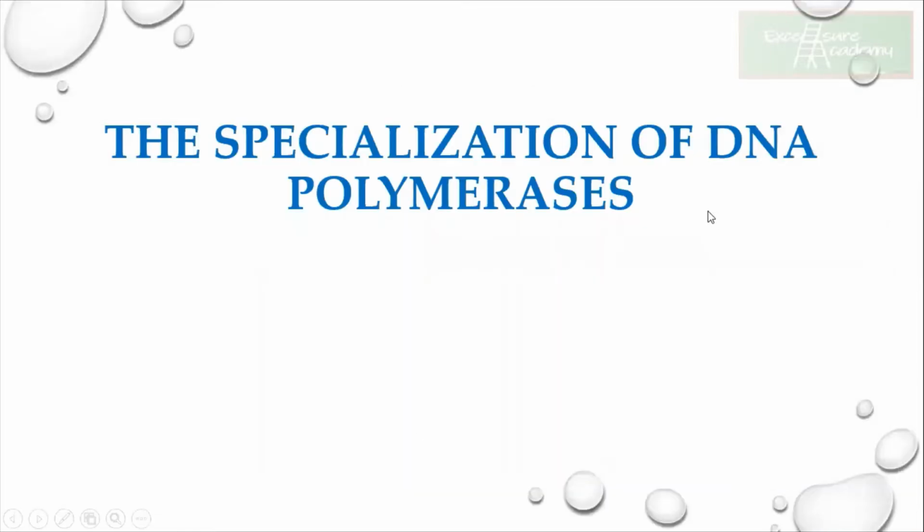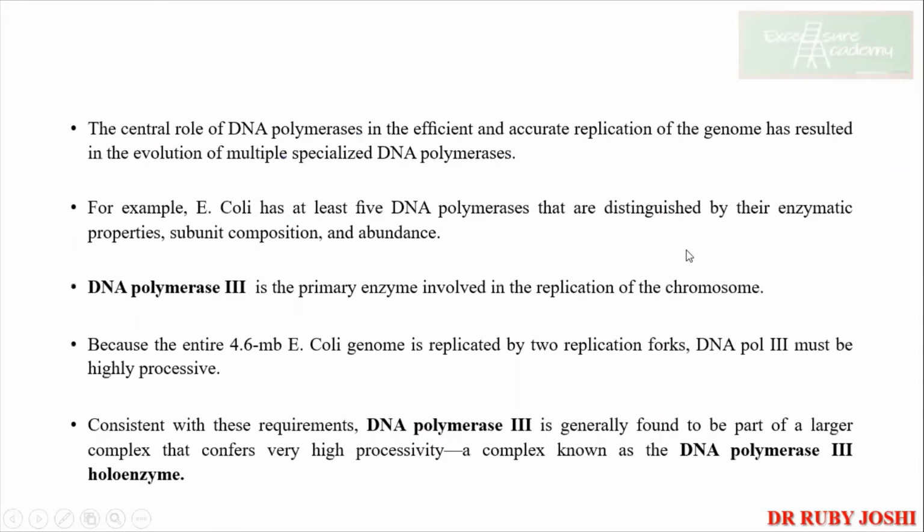Okay, now coming to the specialization of DNA polymerase, this is nothing new, we have already discussed what DNA Pol 1, 2, 3 do. So the central role of DNA polymerase is the efficient and accurate replication of the genome, which has resulted in the evolution of multiple specialized DNA polymerases. Now guys, who can explain this sentence? What is the meaning of this sentence? Yeah, anyone? Tanvi, can you explain the meaning of this sentence?